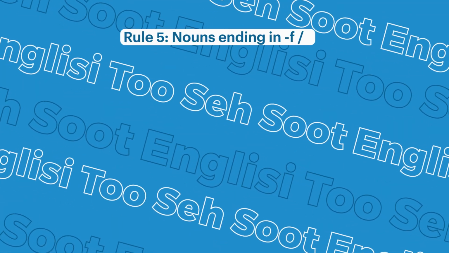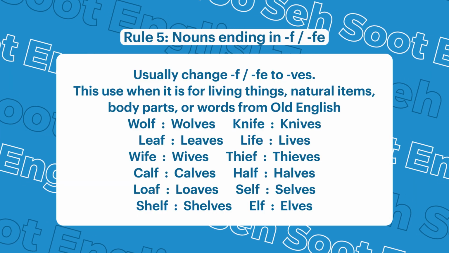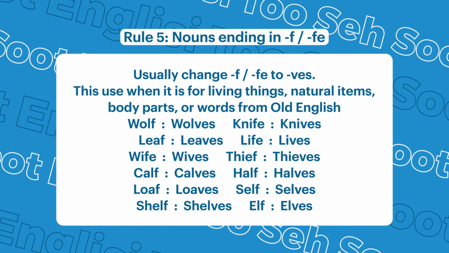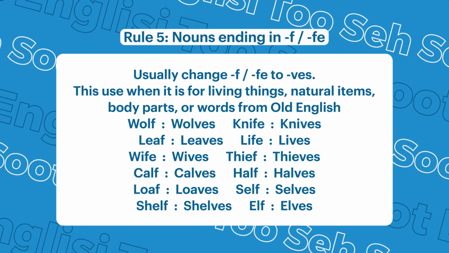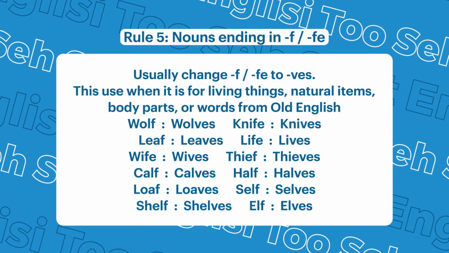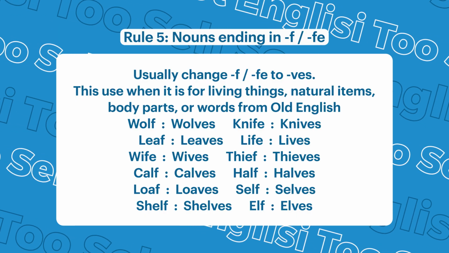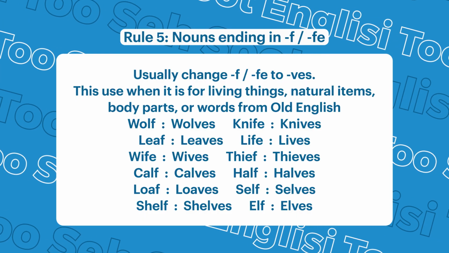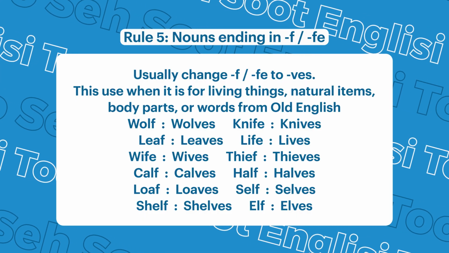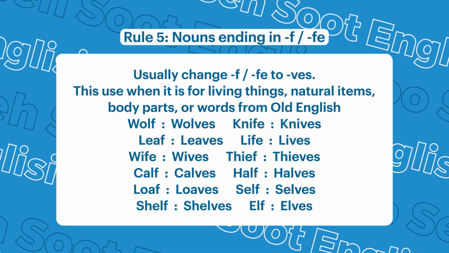Rule number 5. Nouns ending in f or fe. Usually change f or fe to ves. Use this when it is for living things, natural items, body parts, or words from Old English. For example, wolf becomes wolves, knife knives, leaf leaves, life lives, wife wives, thief thieves, calf calves, half halves, loaf loaves, self selves, shelf shelves.